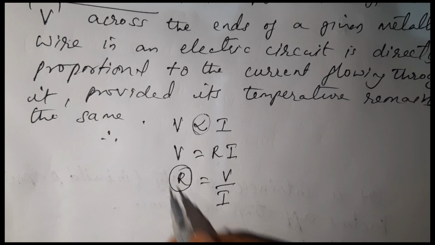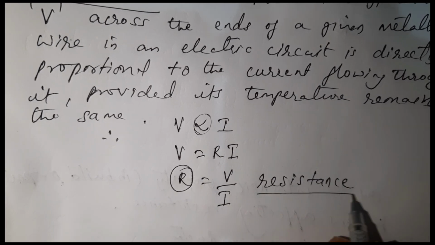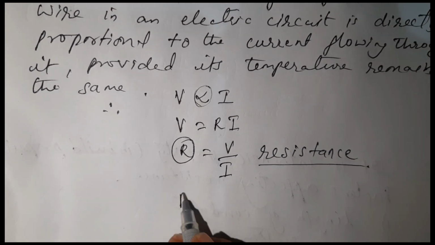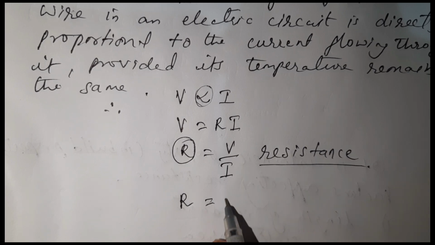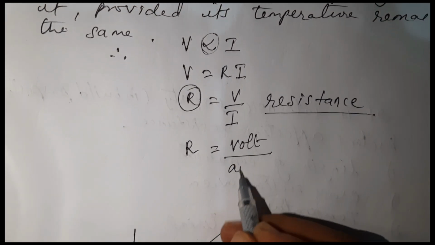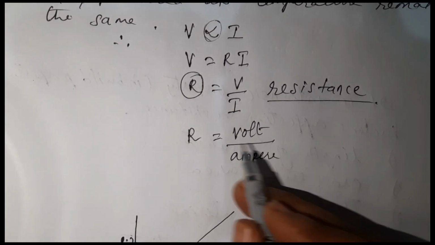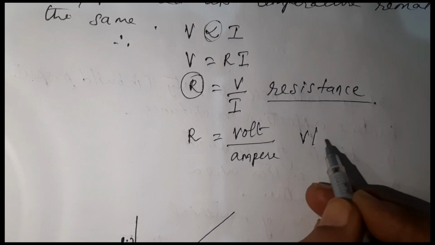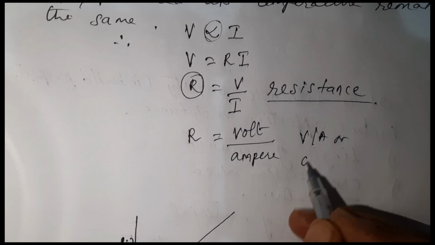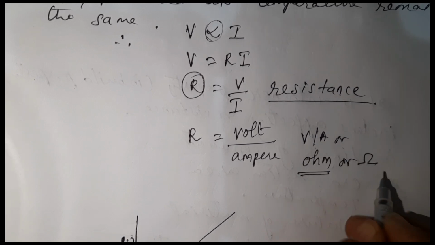So what is this R? This is nothing but resistance. Resistance is a property which opposes the flow of electric current. So here resistance is constant. Thus we can find the unit of resistance as volt for V and ampere for current. So the unit of resistance is volt per ampere, or we can use ohm, as it was given by the scientist Ohm, and the symbol is Ω.